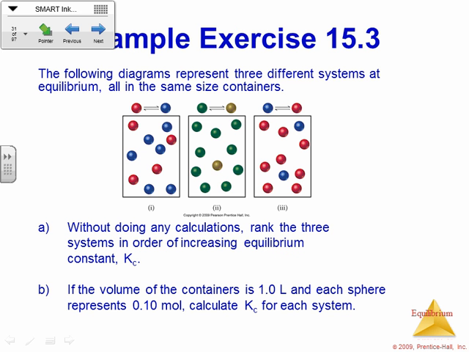The following diagram represents 3 different systems at equilibrium, all in the same size containers. Without doing any calculations, rank the 3 systems in order of increasing equilibrium constant Kc. First one here, we've got red going to blue. We'll consider red the reactant. At the same time, blue is going back to red because this is equilibrium.